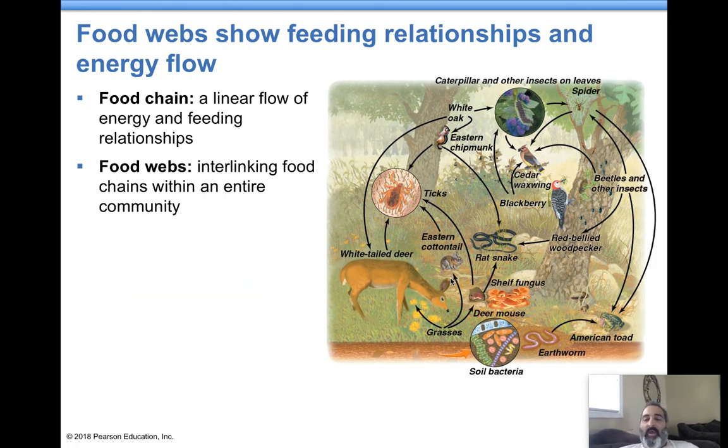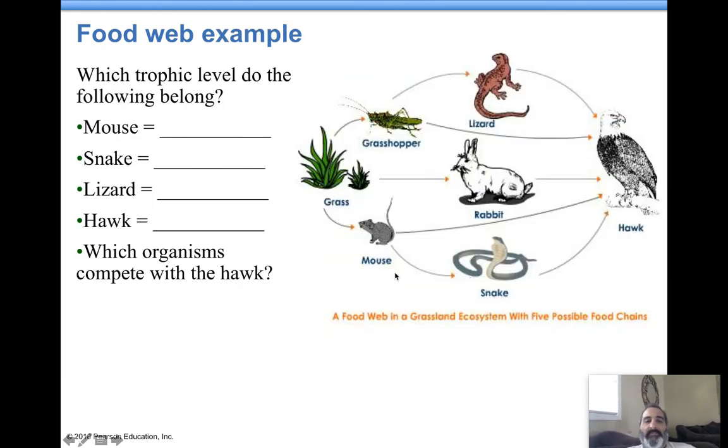Food chains and food webs. Food chains are linear. Food webs are not. Okay, they are not. So let's talk about this. Which trophic level do the following belong? Let's do the mouse, for example. All right, so I want to know what order consumer is the mouse.